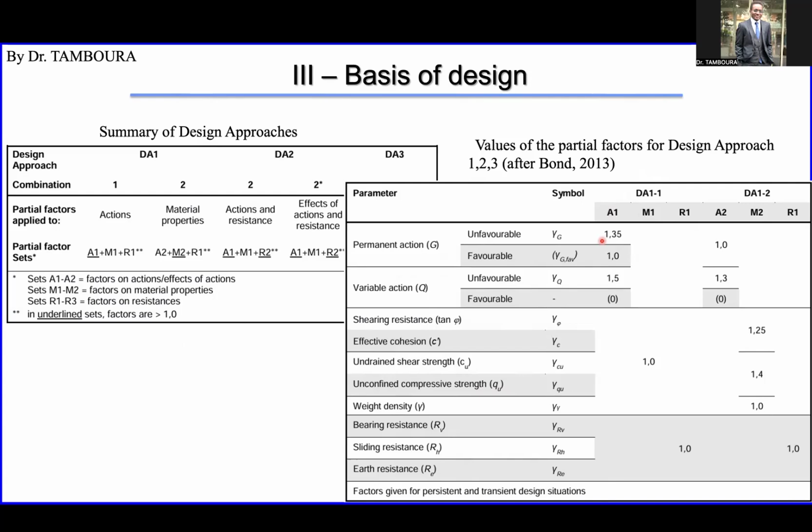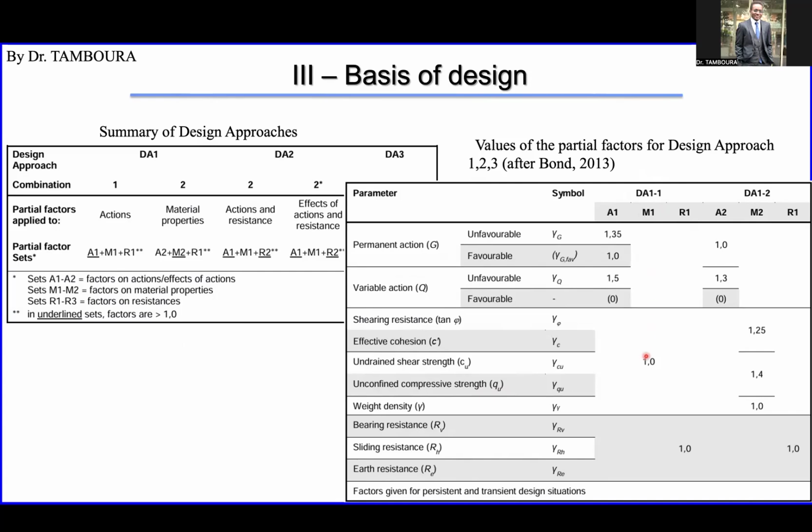Okay, for those who understand this already, maybe this can be a little bit boring, but for those who don't understand, it's better to explain. So for variable load, non-favorable and favorable, this is what you are applying. So you multiply the load by 1.5. So this is for action.